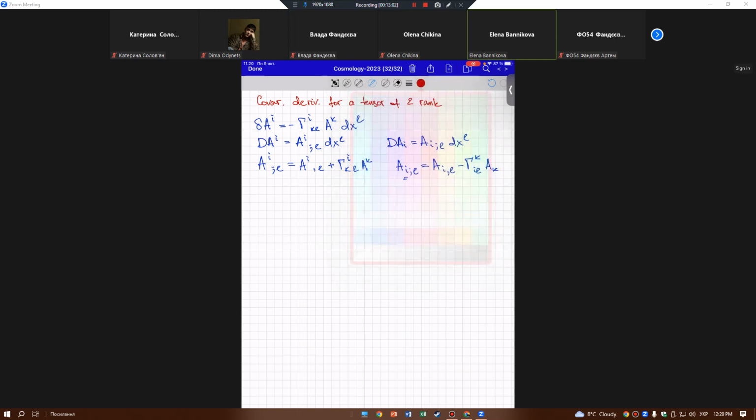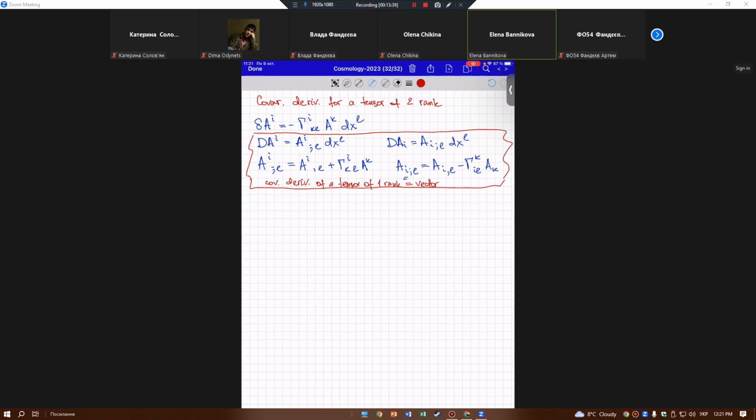So you can put this in a frame to remember that this is the expression for the covariant derivative of a tensor of first rank, which is the same as a vector.